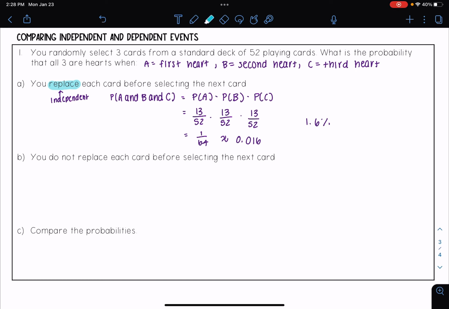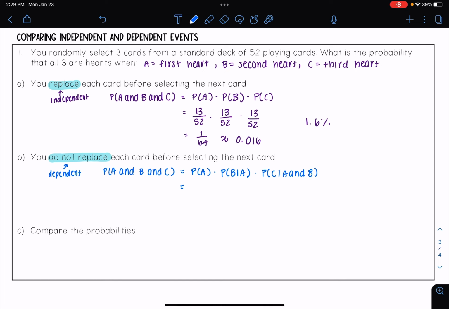Okay, now the next one, I do not replace each card. So since I'm not replacing each card, that means that this one is dependent. Because what I choose first is going to affect the probability of what I choose next since I'm not replacing the card. So that means that the probability of A and B and C is equal to the probability of A, probability of B given A, and then probability of C given A and B.